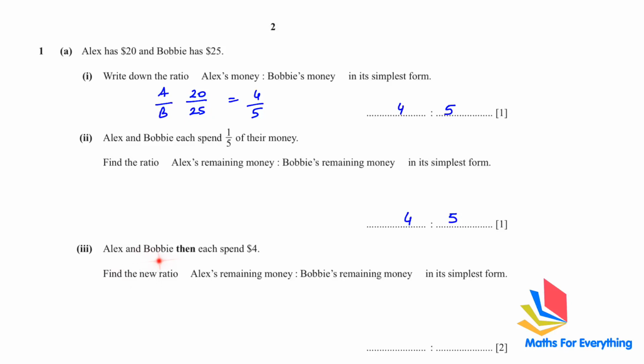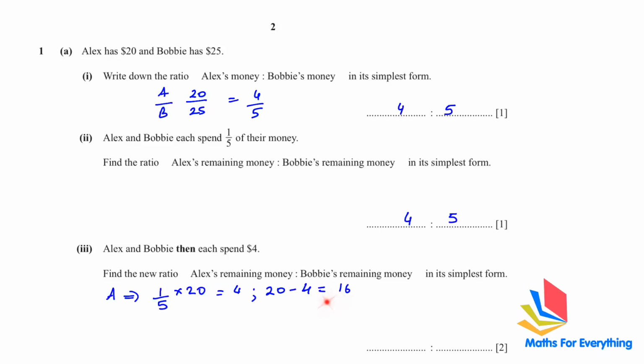A3. Alex and Bobby then each spend $4. Find the new ratio. Here they are not spending a fraction of their money. They are spending $4. So you will have to work it out. Let's start from the starting. Alex has $20 and he spends 1/5 of his money. So 1/5 of 20 is 4. So how much does he have now? 20 minus 4 will give us 16.